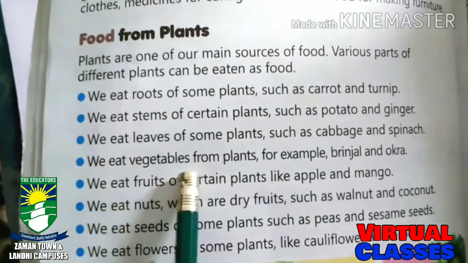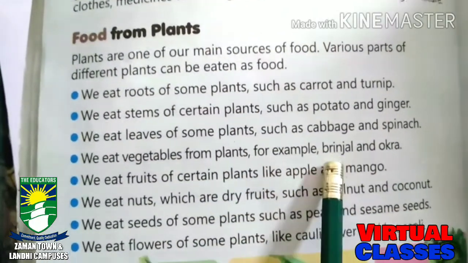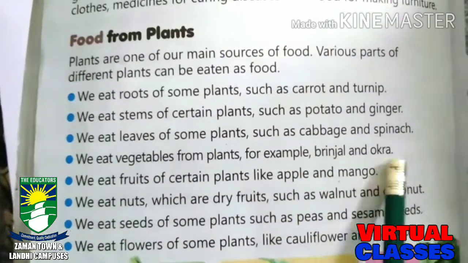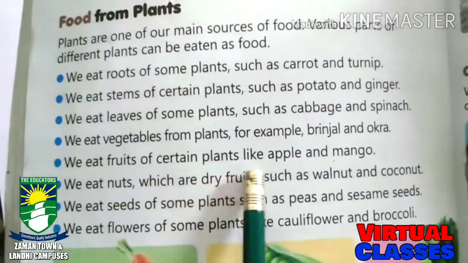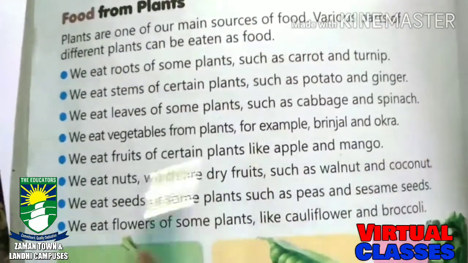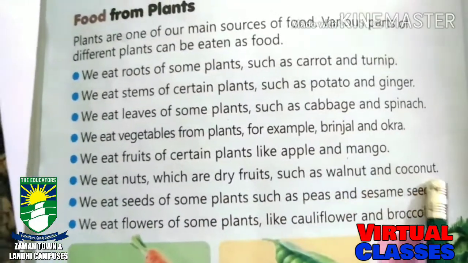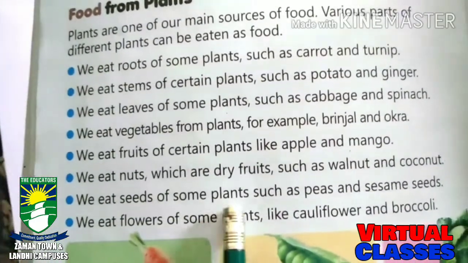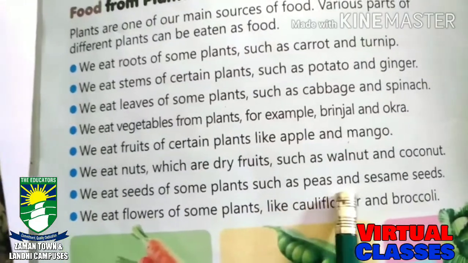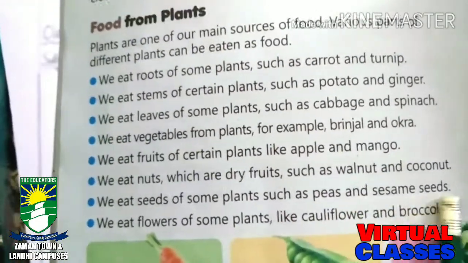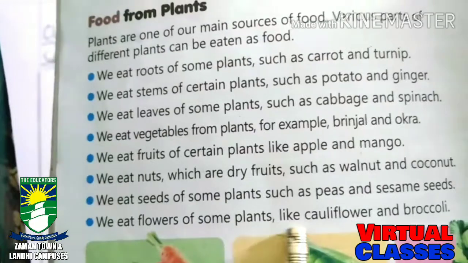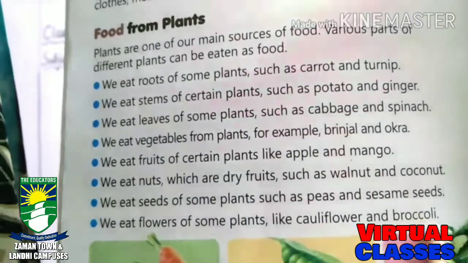We eat vegetables from plants, for example, brinjal and okra. We eat fruits of certain plants like apple and mango. We eat nuts which are dry fruits such as walnut and coconut. We eat seeds of some of the plants such as peas and sesame seeds. We eat flowers of some of the plants like cauliflower and broccoli.